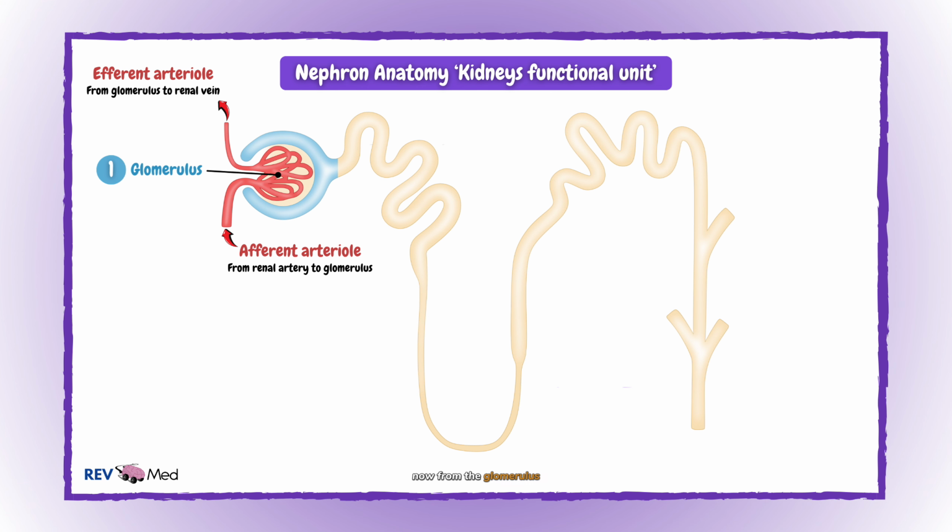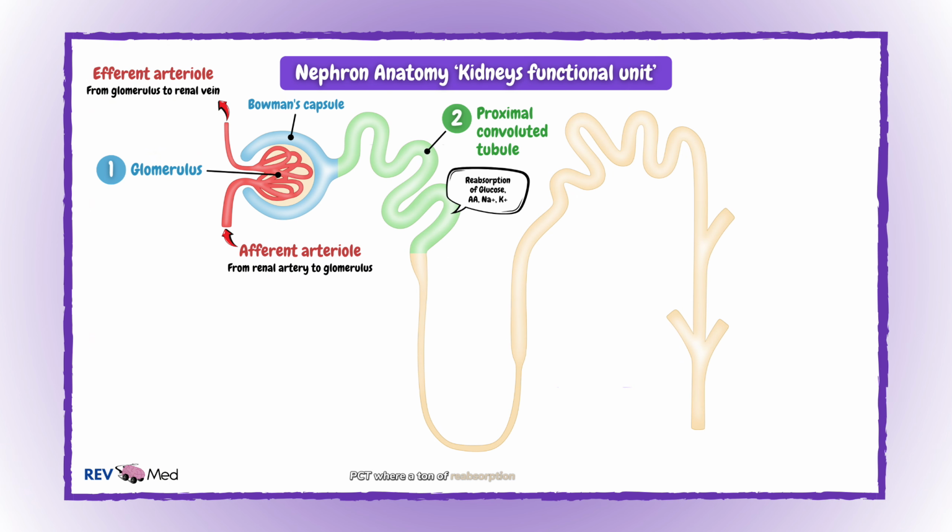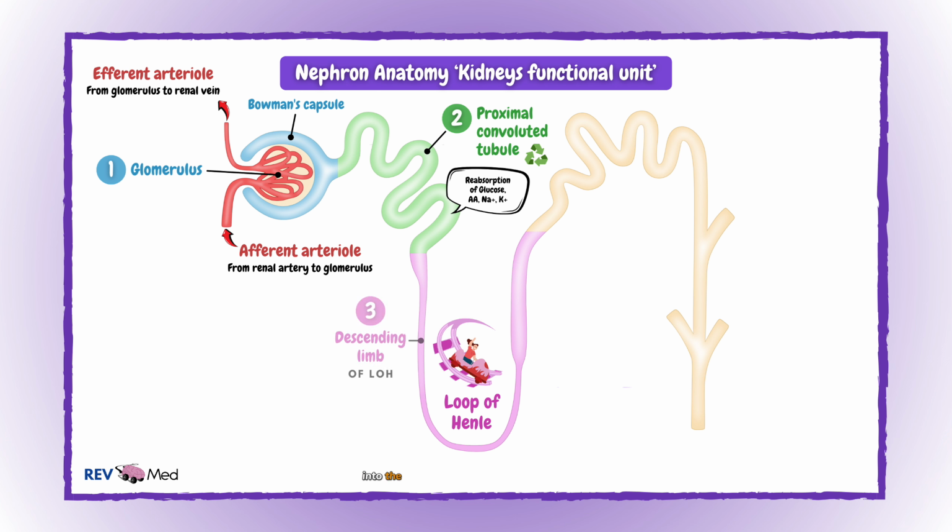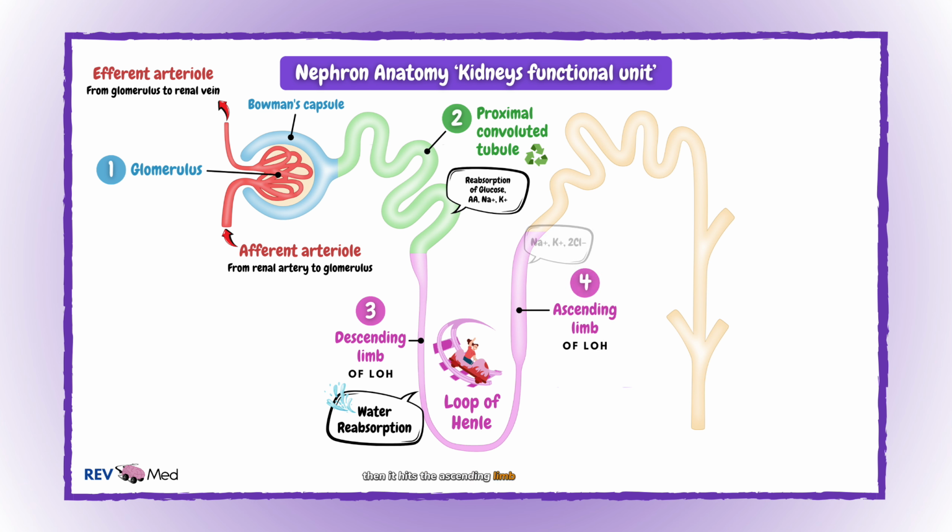Now from the glomerulus, the filtrate moves into the Bowman's capsule, and then into the proximal convoluted tubule, PCT, where a ton of reabsorption happens. Glucose, amino acids, and electrolytes like sodium and potassium. The PCT is the kidney's recycling center. Next up here in pink is the loop of Henle. The filtrate goes down this roller coaster into the descending limb of the loop of Henle, which is all about water reabsorption. Then it hits the ascending limb, where sodium, potassium, and chloride are pumped out. This is where loop diuretics work their magic.